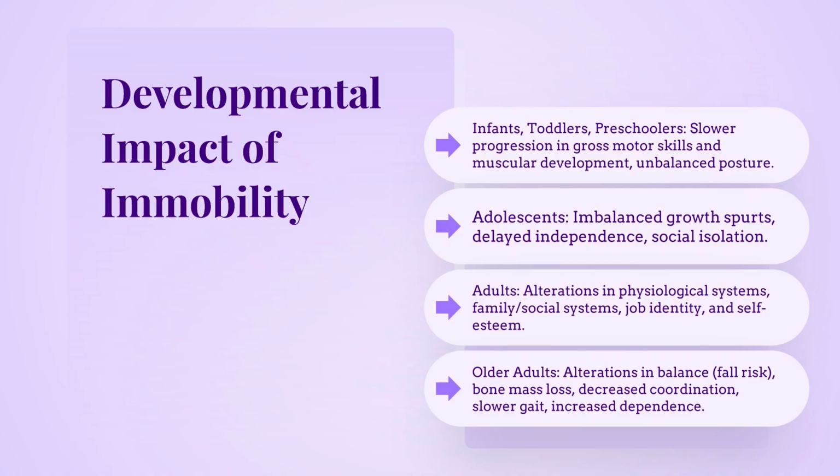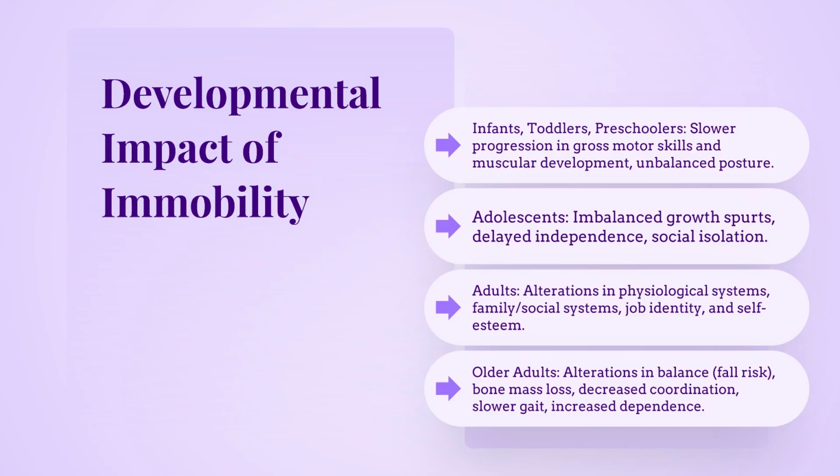Each age can impact differently. Infants, toddlers, and preschoolers are going to have slower gross muscle skills, and they will have unbalanced posture if they're immobile for a long time. Adolescents might have delayed independence and social isolation. It's occurring a lot less nowadays because you're a lot less likely to be ostracized for having some sort of mobility issue. Kids are a lot more understanding than they used to be. I can't say that they're completely understanding, but they're a lot better than they used to be.